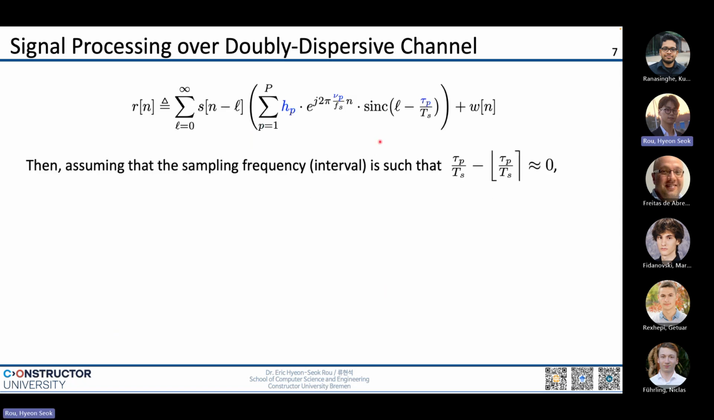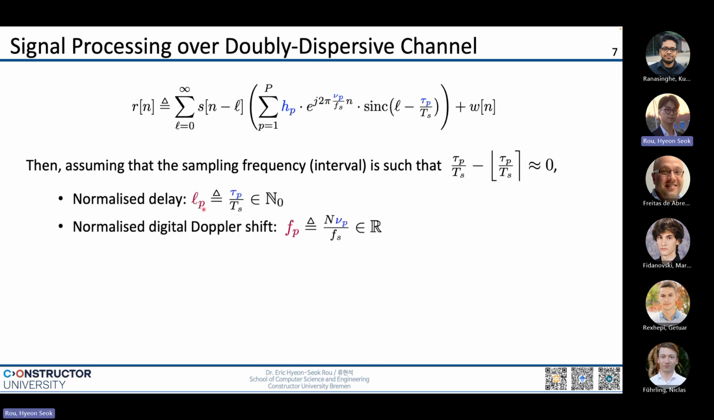And one assumption that we make is that the sampling frequency, so the sampling interval, especially this T of s, is fast enough, so the frequency is high enough, such that when we take the division of this normalized delay, this normalized delay can be approximated by an integer with negligible error. So this raw division is equivalent to a floor division, such that this normalized delay is always going to be an integer. So we denote this normalized delay by l of p, defined here.